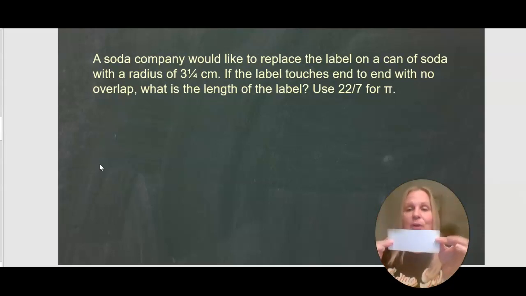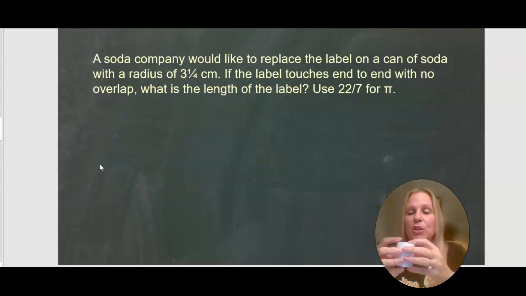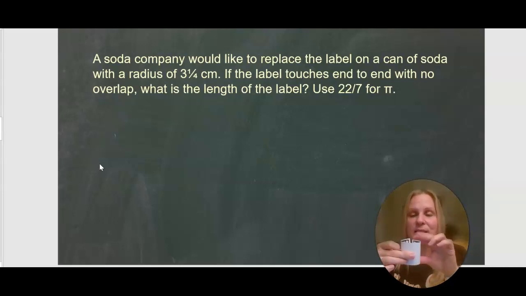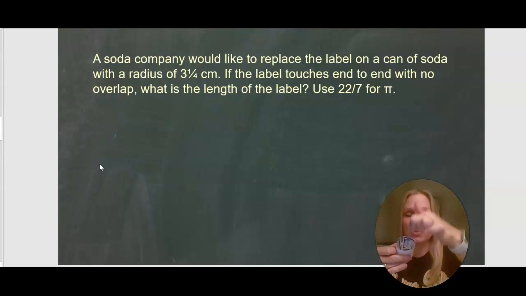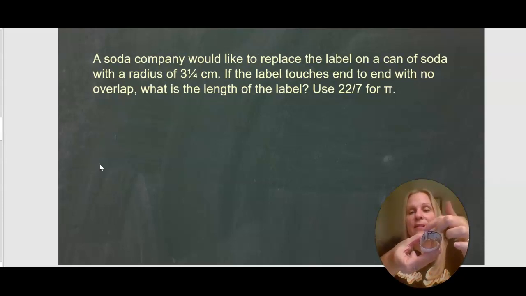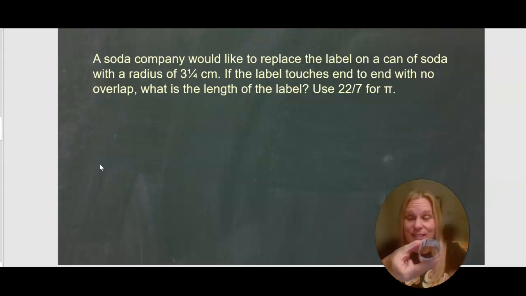So let's say this is a label on a can, right? I'm going to curve it so that it looks like a label on a can. It's the label that wraps around a can. It tells me the radius of this circle on the top. And then when I unroll it, they're asking us to find the length of this label. So now when I roll it up again, you'll see that what they're actually asking for is all the way around, which is the circumference.